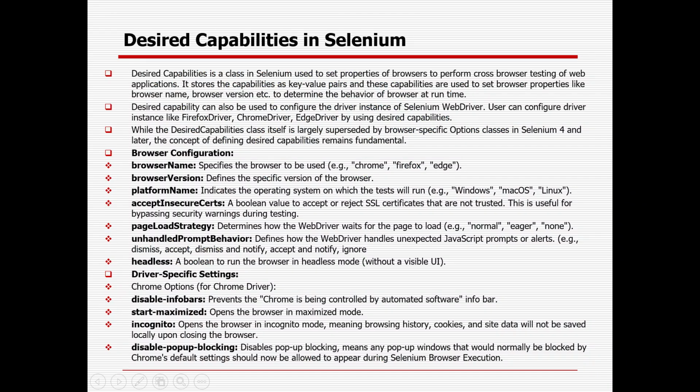Now, the message "Chrome is being controlled by automated software" info bar came. We want to disable it. What is the way you can disable it? That is the part we'll be implementing. We'll need to use disable-infobars. So this is the thing we need to use.